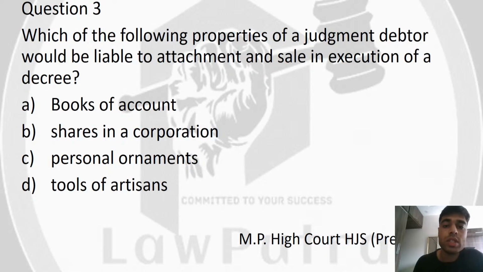The next question is, which of the following properties of the judgment debtor would be liable to attachment and sale in execution of a decree? In an earlier question I had explained that attachment is a way in which the decree can be executed, and the judgment debtor is the person against whom that order was made. The person in whose favor the decree was made is known as the decree holder. So which of these can be attached by the court and then sold by the court, so that the proceeds can be used to compensate?